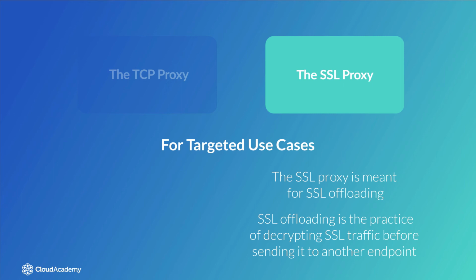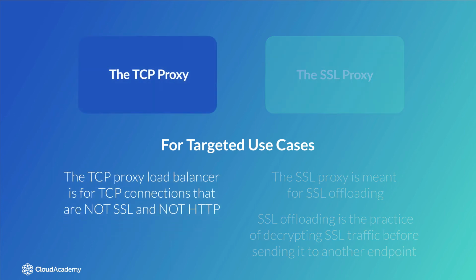It's a method for reducing the strain on backend systems by ensuring that they don't have to spend CPU cycles decrypting secure traffic. Now, the TCP proxy load balancer is for TCP connections that are not SSL and not HTTP. This is another global internet-facing load balancer. It supports IPv6 traffic, but one detail to note is that the TCP proxy load balancer will not preserve client IP addresses, so be aware of that if that's necessary.